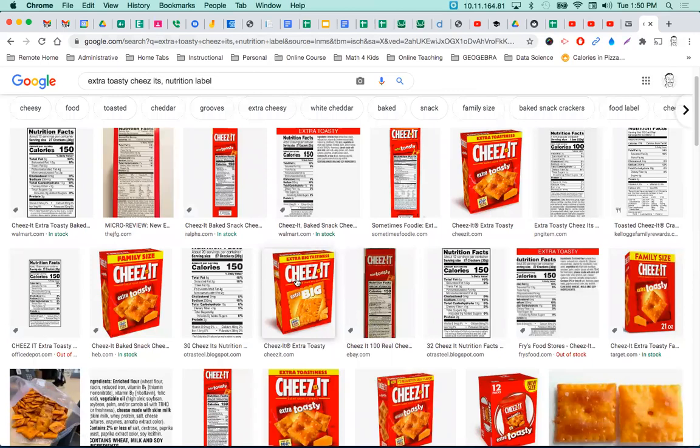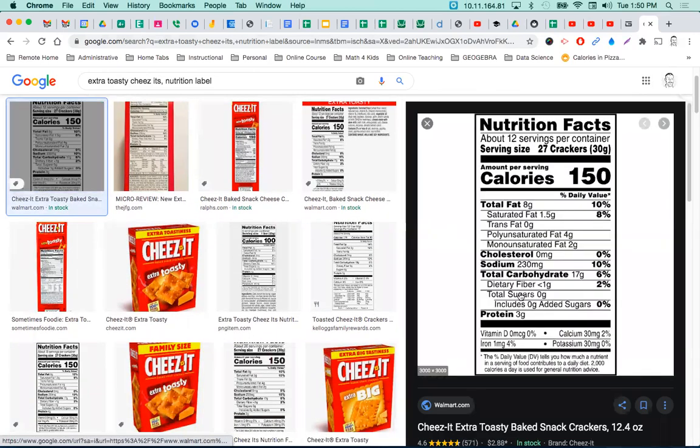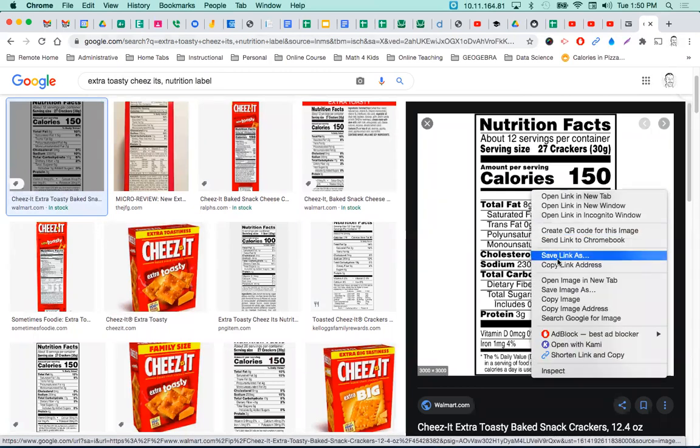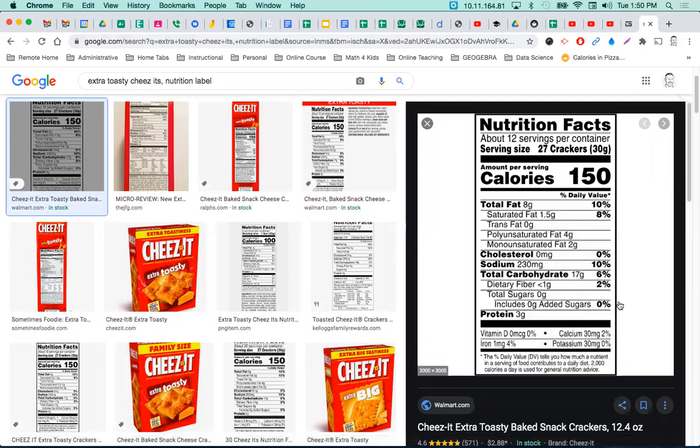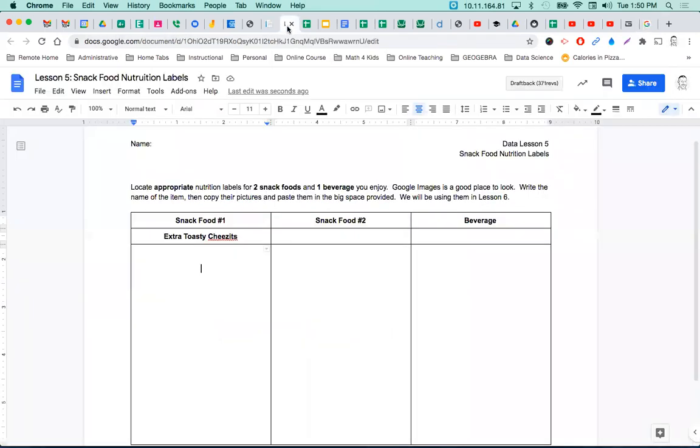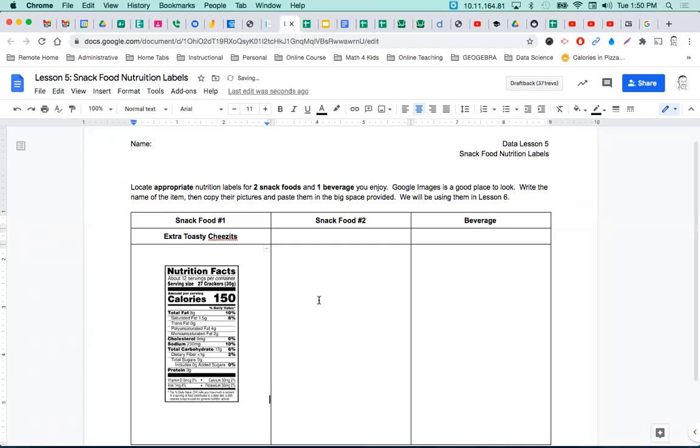I would try and pick one that's pretty clear. And when I click on it, it pulls up a bigger image on the right. If I right click on it and click copy image, and then I go back to my document, and as long as that cursor is in that open space, and I right click and paste or press Control V, it should post that in there for me.